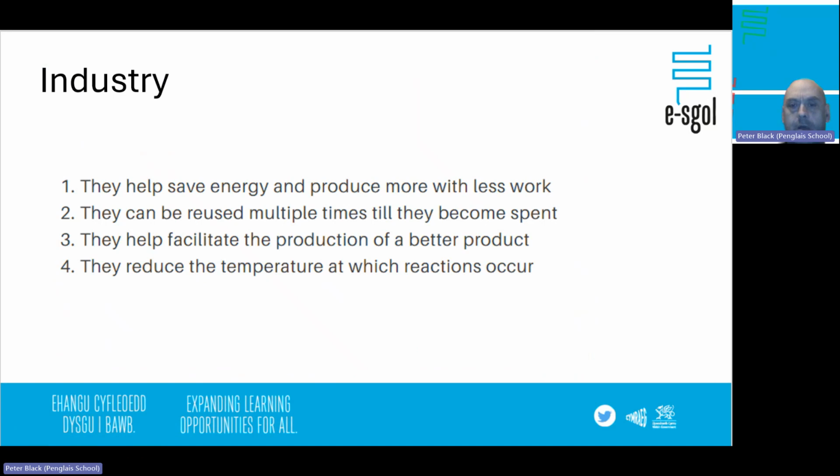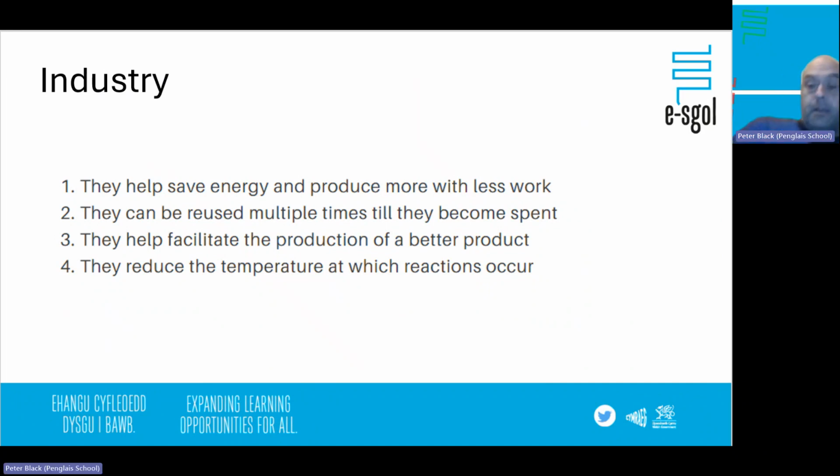They're not just useful in cars, though. They're very useful in industry, and it's worthwhile knowing why. The main one is that they save energy. In industry, you want to make your product as quickly as possible so you can sell more stuff. One way of doing that is by using a high temperature. As we said, higher temperature gives a faster rate. But using a higher temperature costs money.